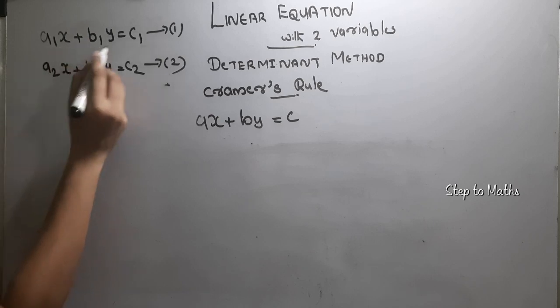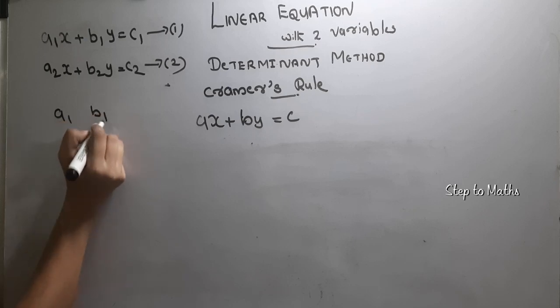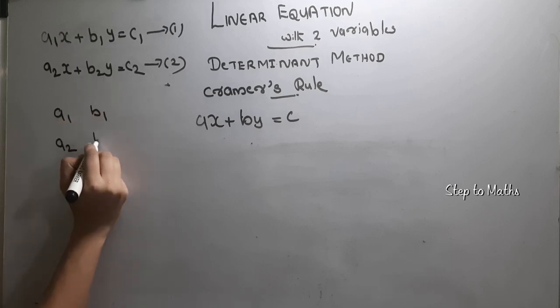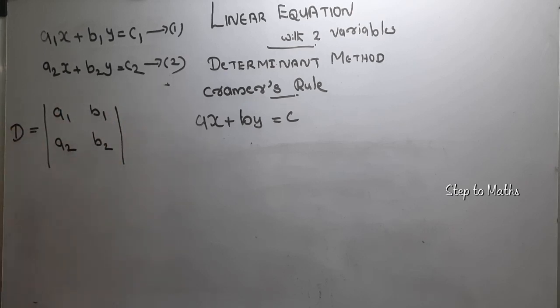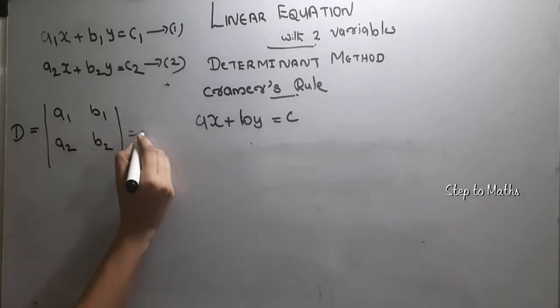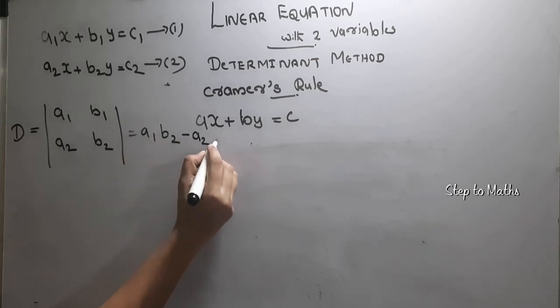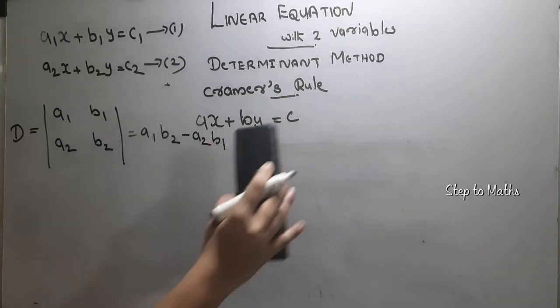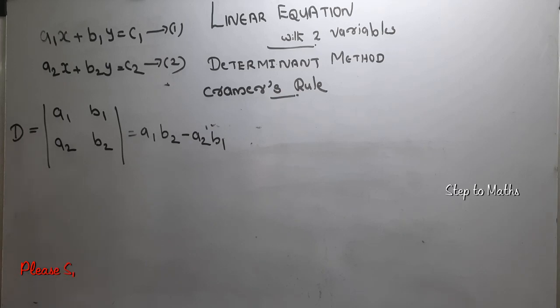First, take the coefficients of x and y: A1, B1, A2, B2. The coefficients of x and y are represented as D. And now we know how we can find its value: A1 B2 minus A2 B1.